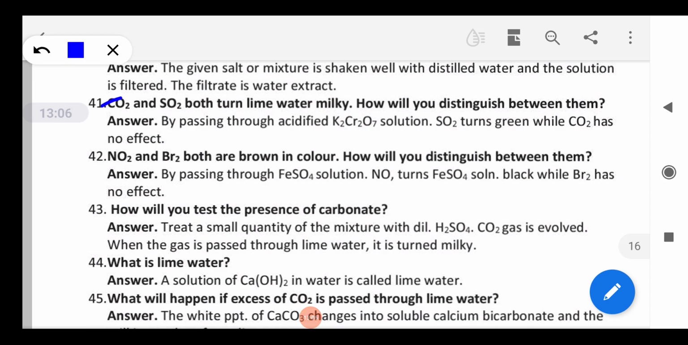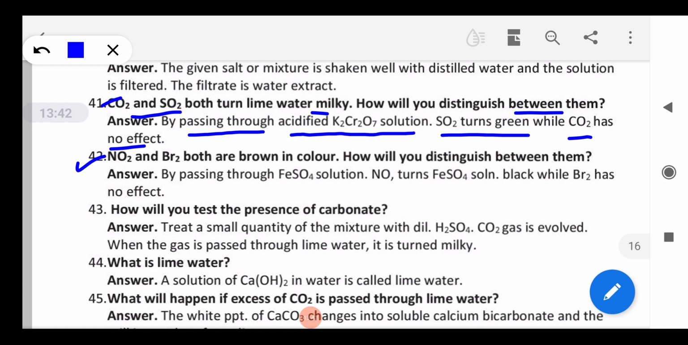Carbon dioxide and SO2 turn lime water milky. How will you distinguish between them? Because both of these turn lime water milky, you have to distinguish between these two gases. We can do this by passing these gases through acidified potassium dichromate, K2Cr2O7 solution. SO2 turns it green, but there is no effect with CO2 gas. And another thing, SO2 has a pungent smell, but CO2 has no particular smell.